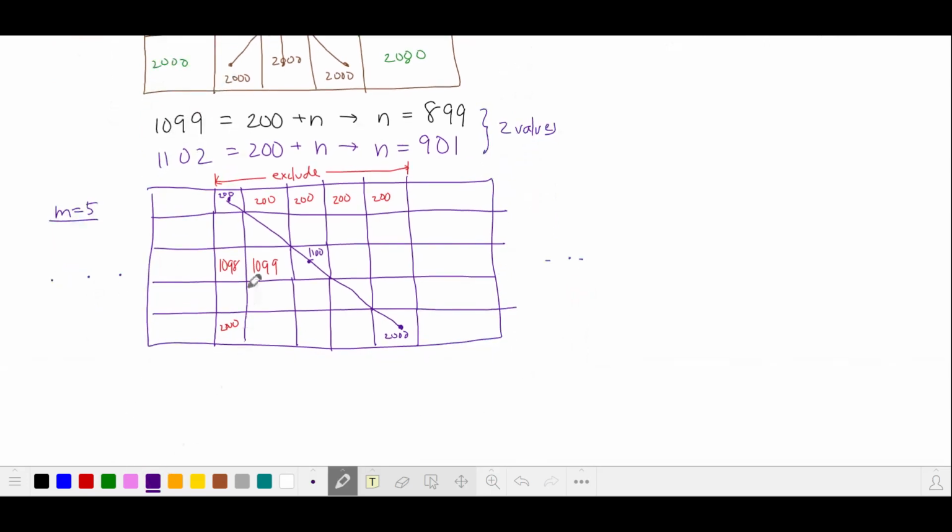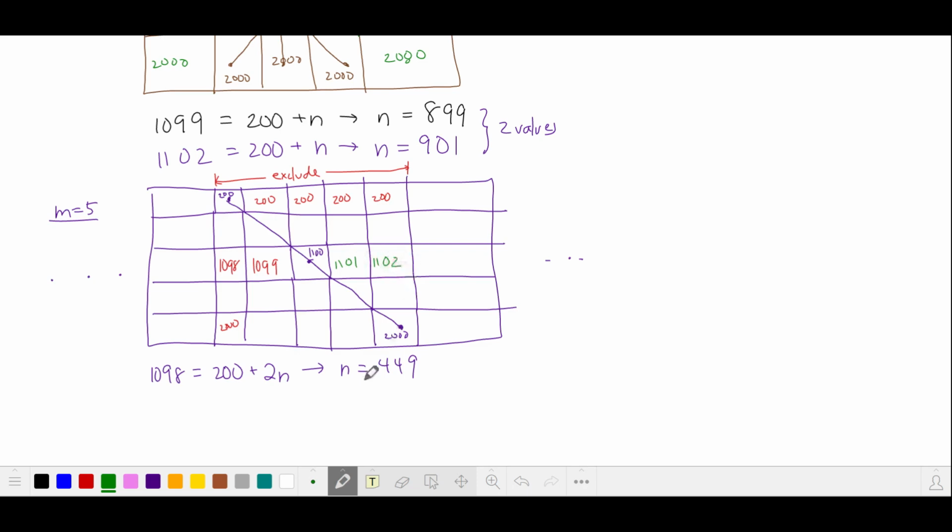But let's express this algebraically. So what we do not want is we don't want 1098 to be equal to 200 plus 2 times n. That accounts for 2 rows to get to 1098. And we solve for n. That gives us 449. And then we also can't have it, let's see, it's 11.